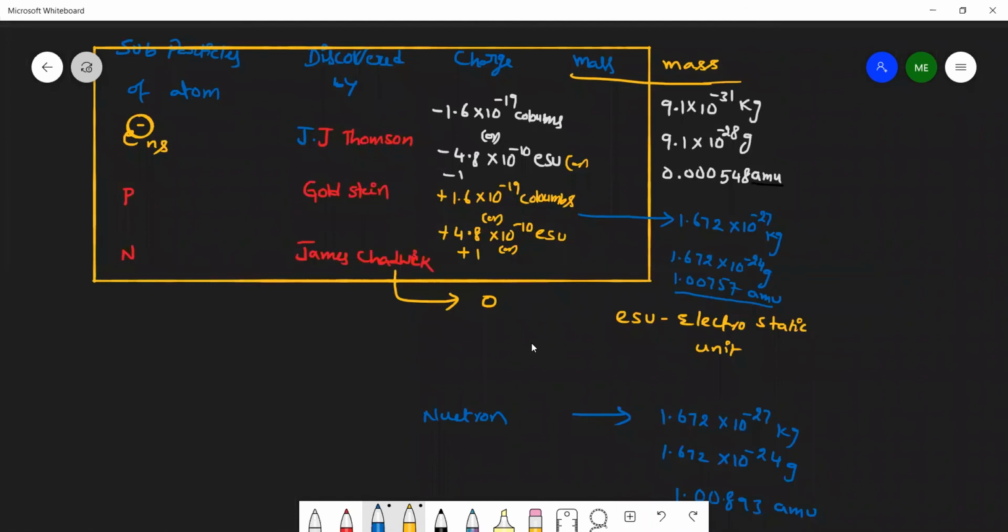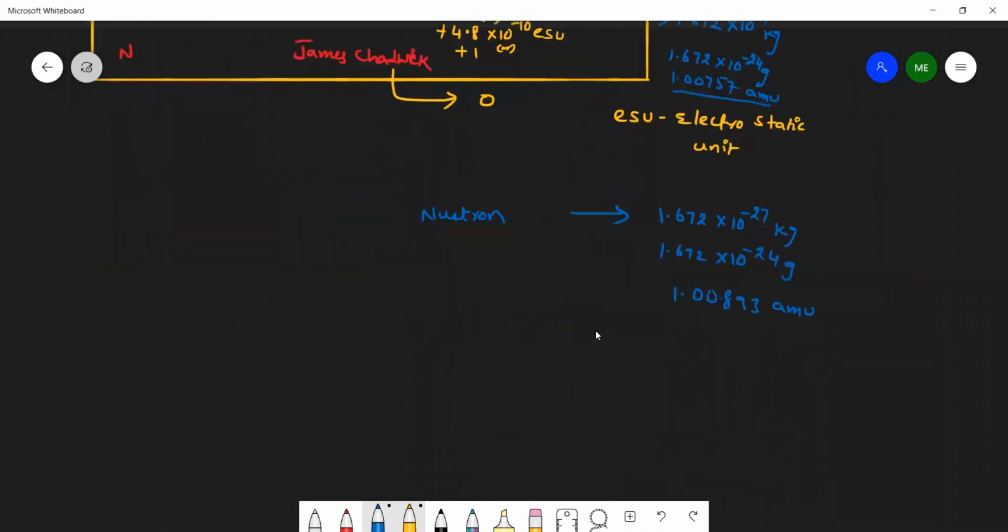If you need conversions, coulomb to electrostatic units, you will get this very clearly in physics. 1 coulomb is equal to 3 into 10 to the power of 9 ESU, electrostatic units.